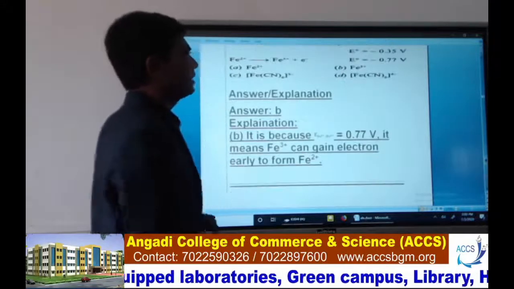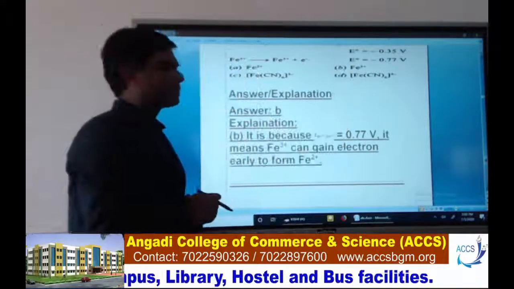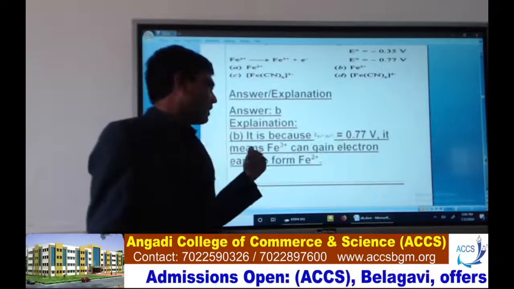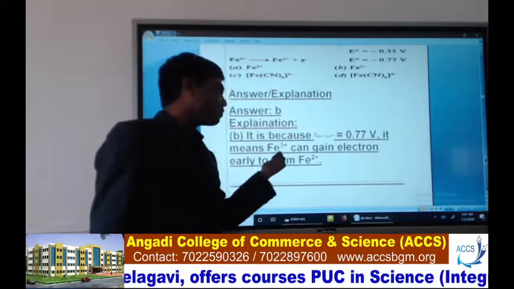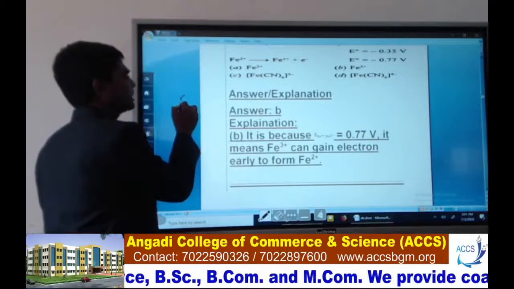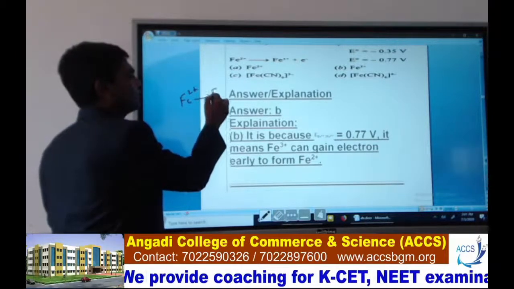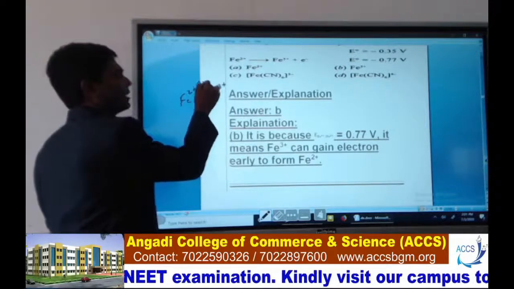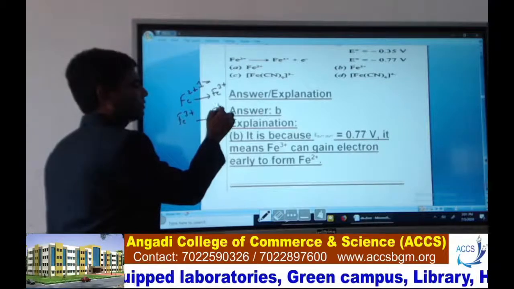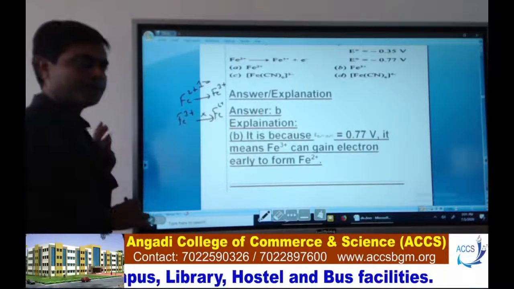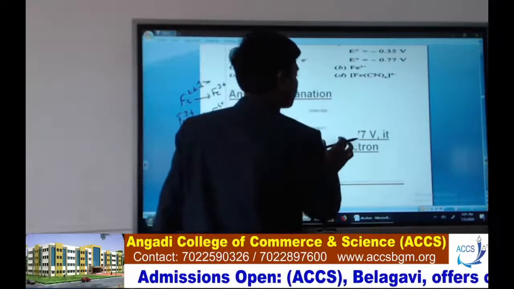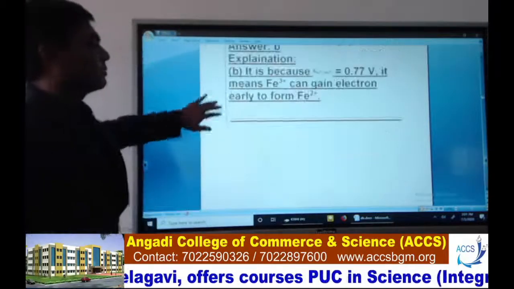The answer is B, that is Fe3 plus. Why? It is because its value is 0.77. It means Fe3 plus can gain electrons to form Fe2 plus. I think you have understood. Fe2 plus can be converted into Fe3 plus by donating 1 electron. But Fe3 plus cannot be again converted to Fe4 plus because the capacity has been finished. Hence, it acts as the best oxidizing agent. Therefore, the answer for this question is Fe3 plus.